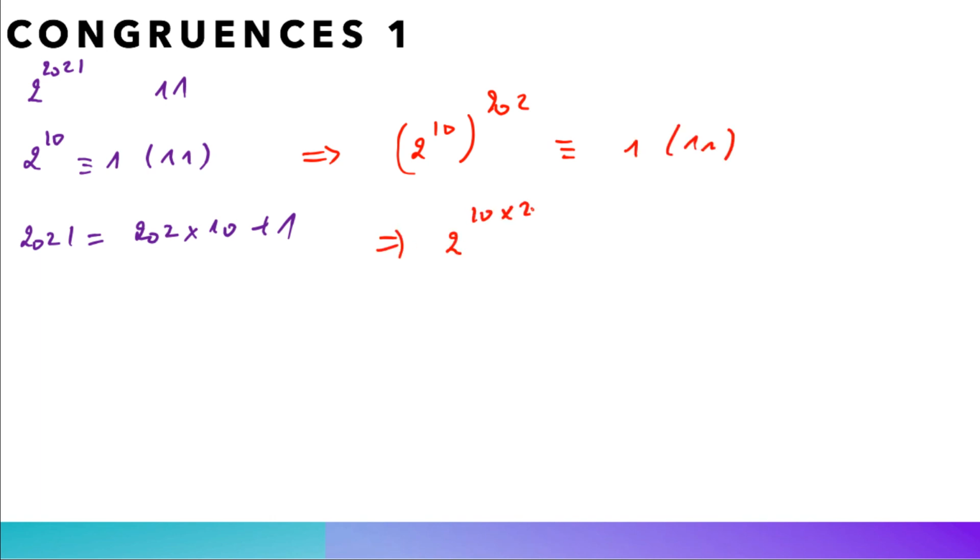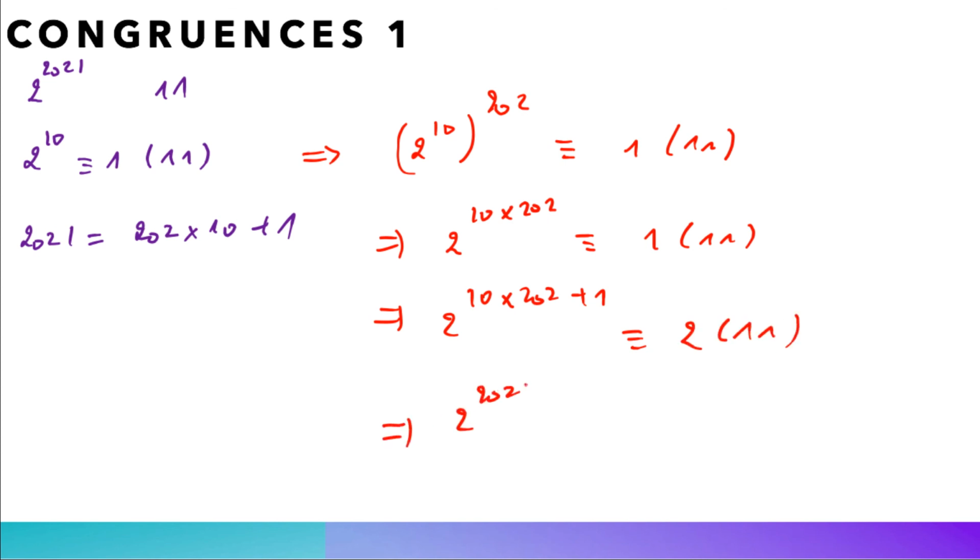From here we deduce that 2 to the power 10 times 202 is congruent to 1 modulo 11, and now if you multiply both sides by 2, one gets that 2 to the power 10 times 202 plus 1 is congruent to 2 modulo 11, and from here we deduce that 2 to the power 2021 is congruent to 2 modulo 11, and this holds because 2021 is equal to 202 times 10 plus 1, from which we get the desired result, namely 2 to the power 2021 has remainder 2 by division by 11. Powerful congruences, right?